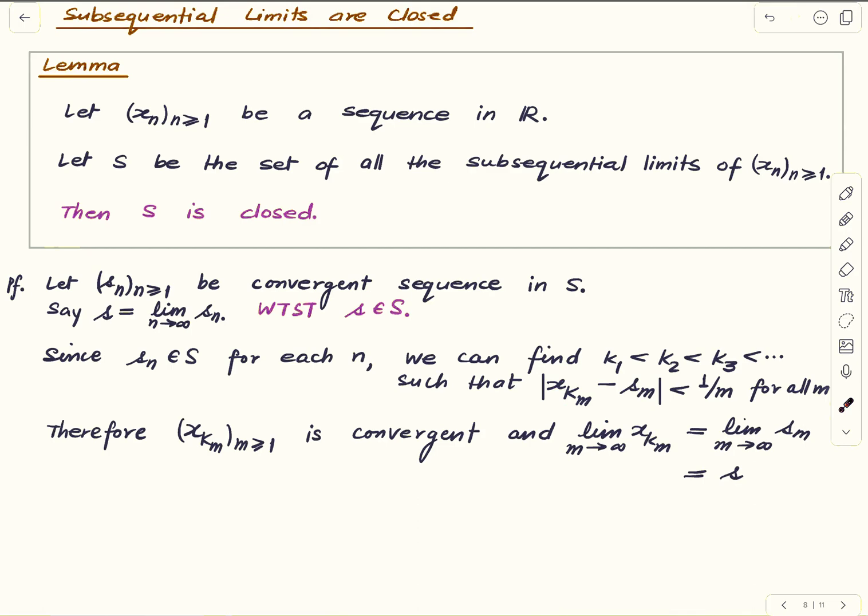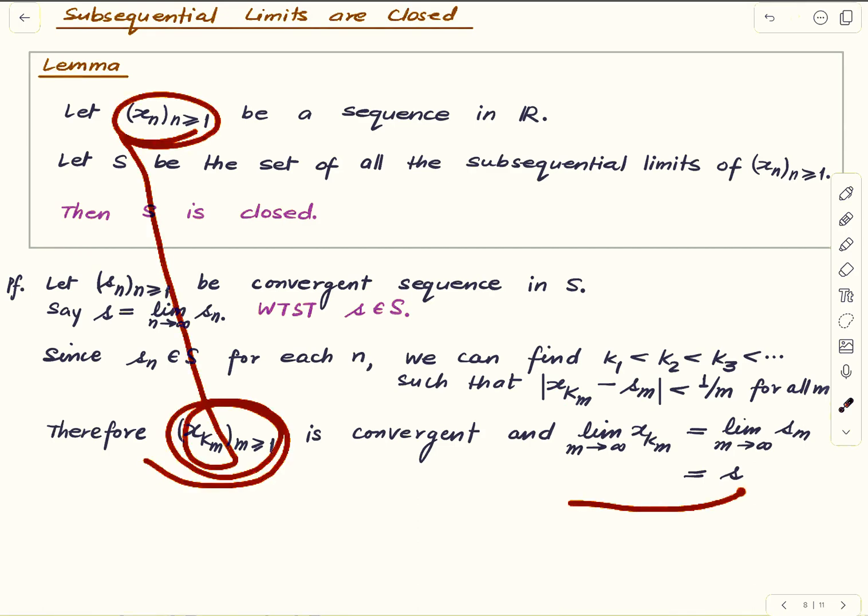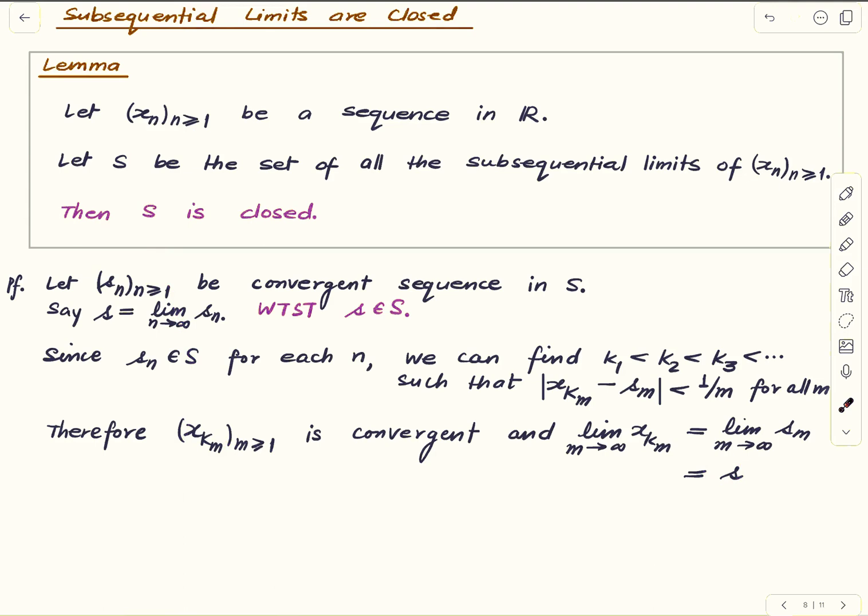So we have constructed a convergent subsequence of the original sequence which converges to the point s, and this is what we wanted to do. This shows that little s is a subsequential limit and hence an element of capital S, and this is what we wanted to do. So we have proven this lemma. Okay.